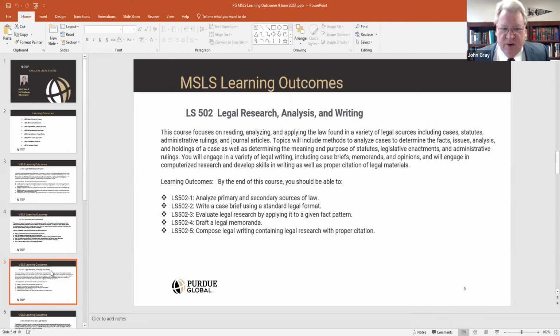So the learning outcomes of this course indicate that you should be able to analyze primary and secondary sources of law. Primary sources involve things like the Constitution, U.S. Supreme Court cases. That's a primary source because that actually states what the law is in a given circumstance. Secondary sources of law are important too. They're interpretive. They include things like law review articles, other journal articles that are published about legal subjects, but they don't have the force of law as a Supreme Court decision would or as an act of Congress would.